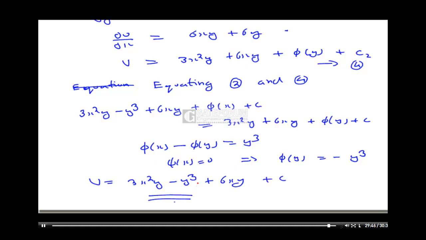So we have got the v, and we already know the u. Thus u and v together will make an analytic function. Substituting in f(z) equal to u plus iv will give me the analytic function. Okay, so these are the important things related to the analytic function and the way to find the analytic function.